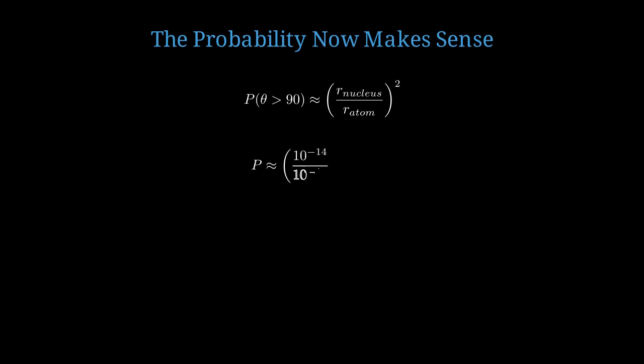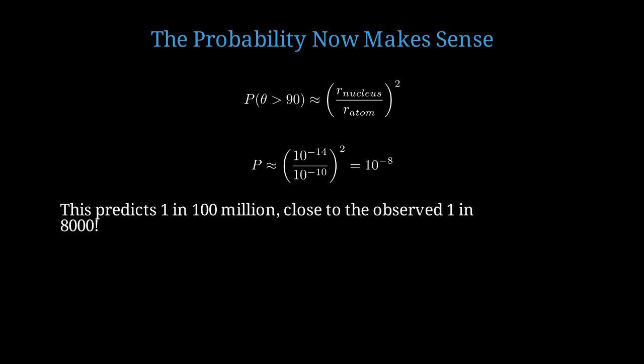The nucleus is about 10 to the minus 14 meters. The atom is 10 to the minus 10 meters. So the probability is about 10 to the minus 8. 10 to the minus 8 means about 1 in 100 million. When you account for gold's atomic number and the detailed scattering geometry, you get very close to the observed 1 in 8,000.